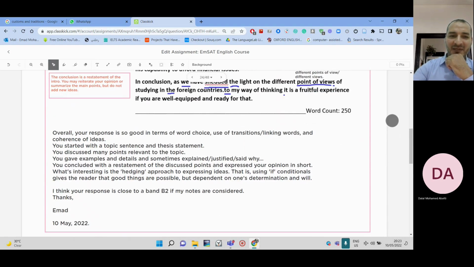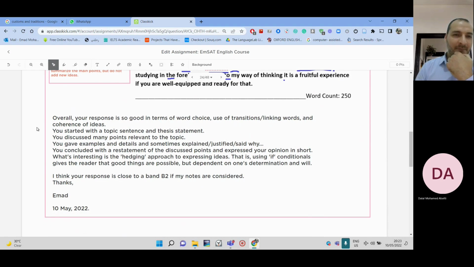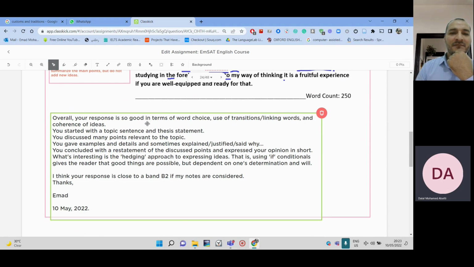I want you to read the final comments here. Overall comment: your response is so good in terms of word choice, use of transitions, linking words, and coherence of ideas. You started with the topic sentence and the thesis statement. You discussed many points relevant to the topic. You gave examples and details and sometimes explained, justified, and said why. You concluded with a restatement of the discussed points and expressed your opinion in short.